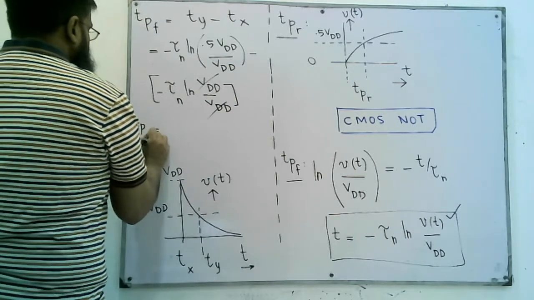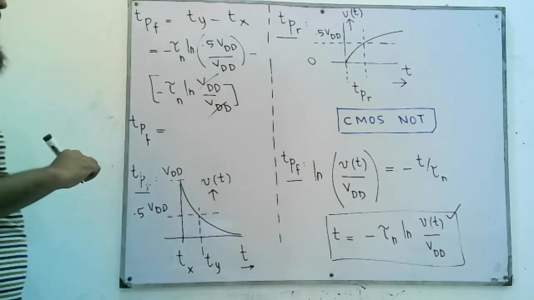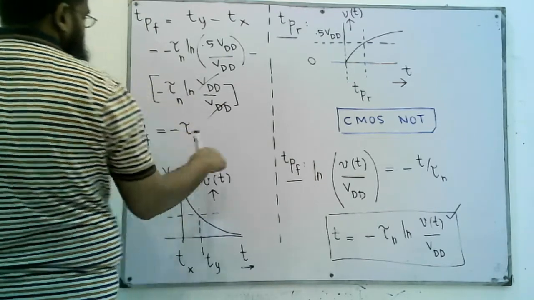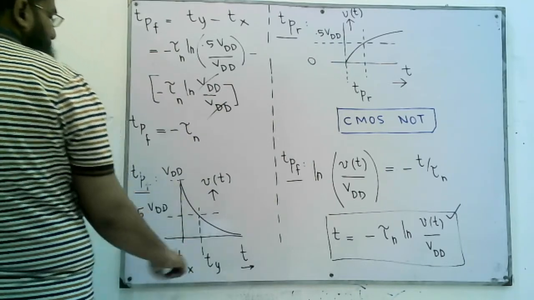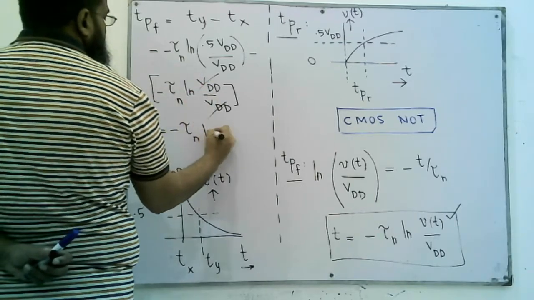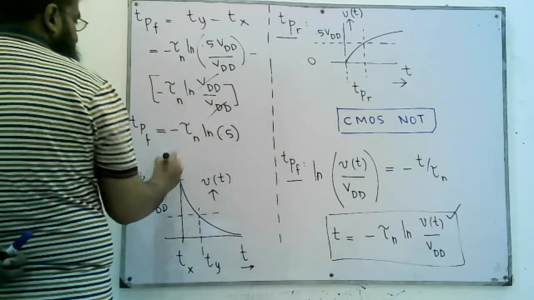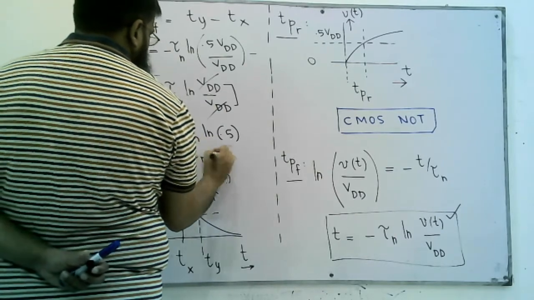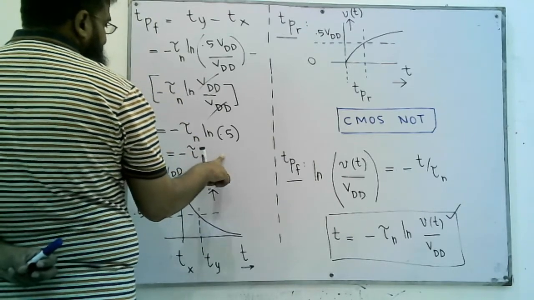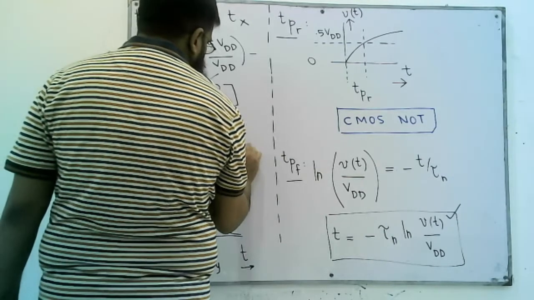So TPF is the time for which it has fallen from VDD to 0.5 of VDD. So this is minus tau n log of 0.5, minus this whole stuff which is 0 because log of 1 is 0. So this is minus tau n log of 0.5. So TPF is minus tau n, and log of 0.5 is minus 0.693.